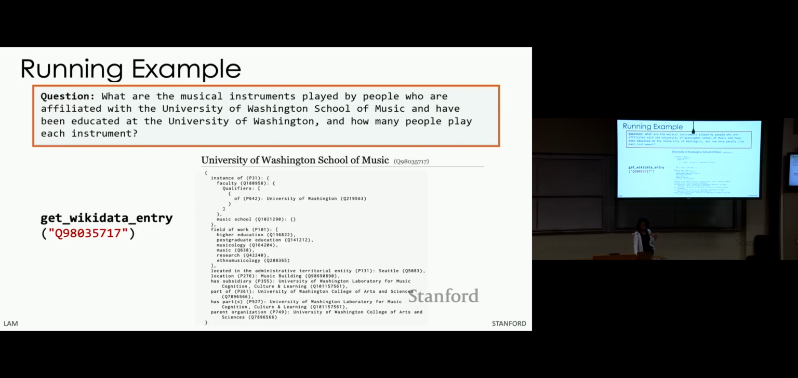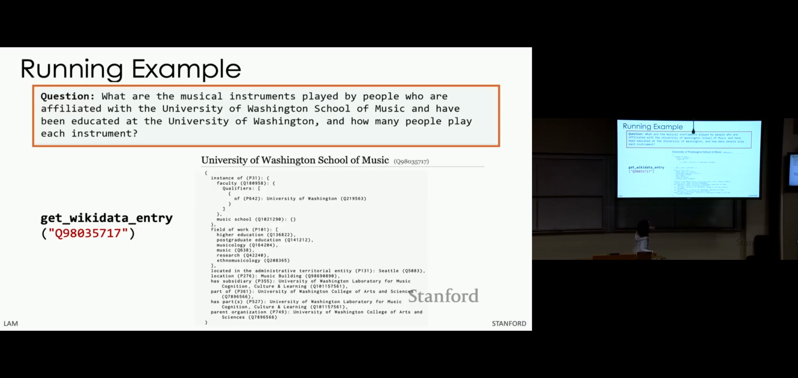The next one is getting the Wikidata entry. If you give me a QID, I look it up. So here, University of Washington School of Music, I look it up. It tells you all kinds of things on that one particular node. It has 100 million nodes and 100 million pages like this. Nobody's going to memorize it, but this is the information it takes. So you fetch it based on what you need.